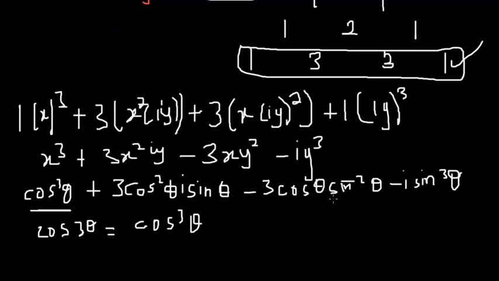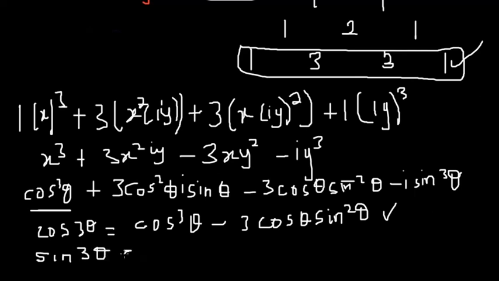And then from here we don't have any i, so we have minus 3 cos theta sine squared theta. Now we are done with the real portion. Now let's look at the imaginary portion. So we have sine 3 theta equals, from here we could notice that we have i in this expression, so we just represent it by that.